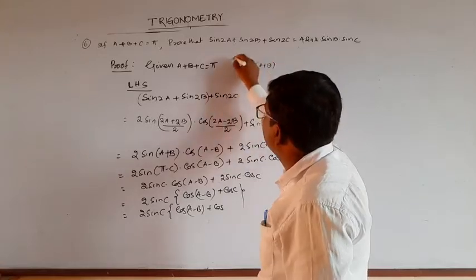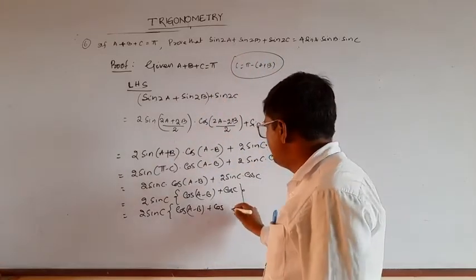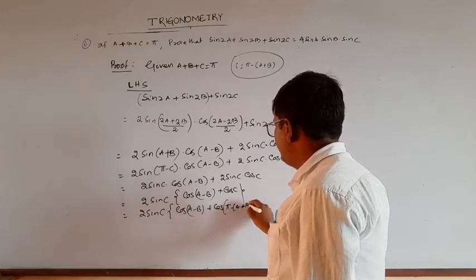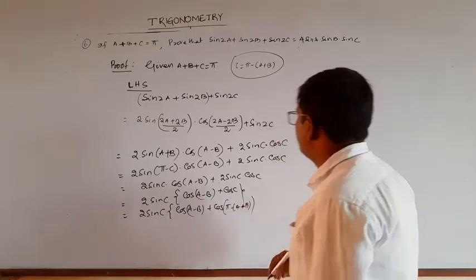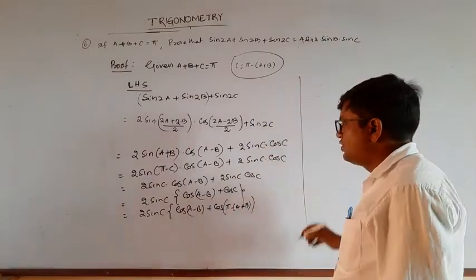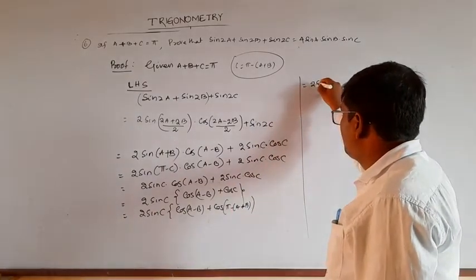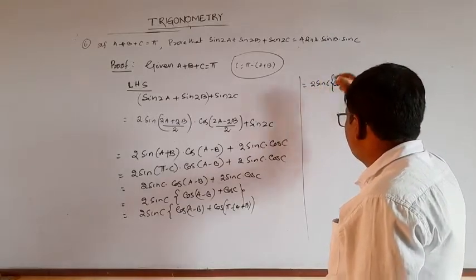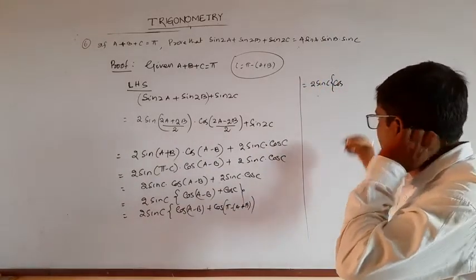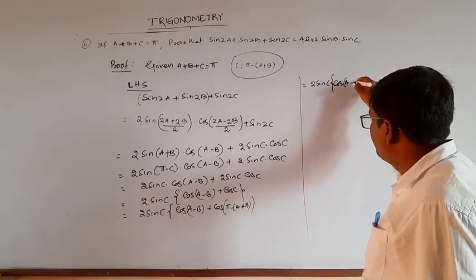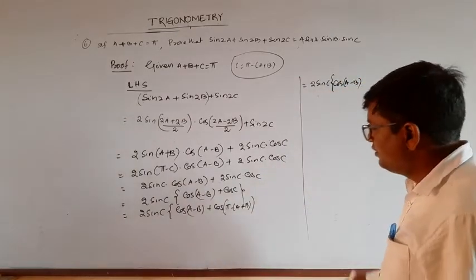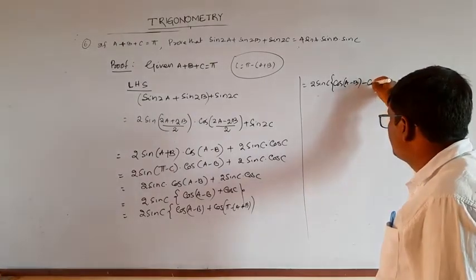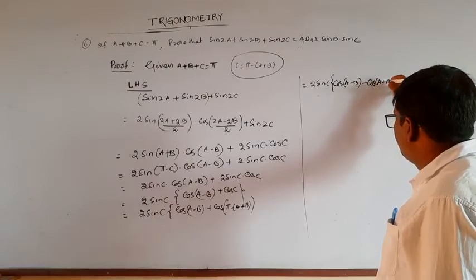We can write C is equal to pi minus (a plus b). So this is pi minus of a plus b. Okay, so this is 2 sin c into cos (a minus b) plus cos (pi minus theta), which means minus cos theta, so minus cos (a plus b).